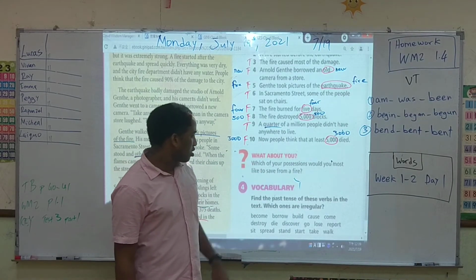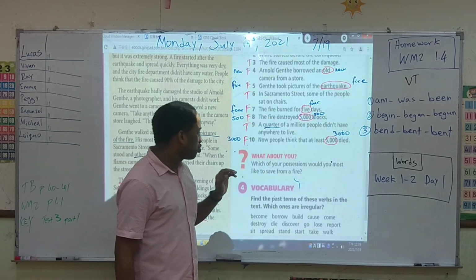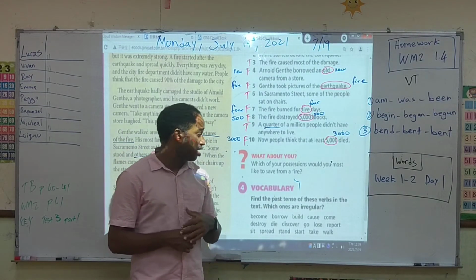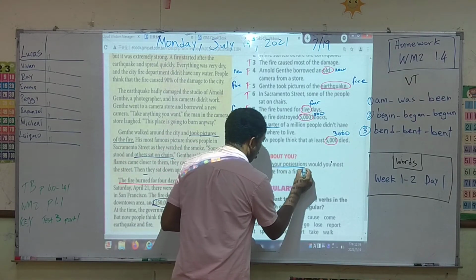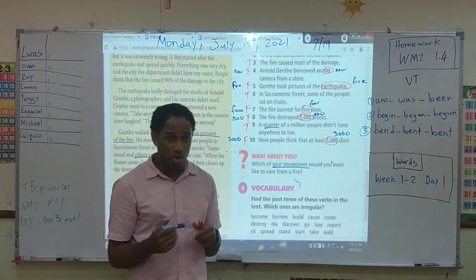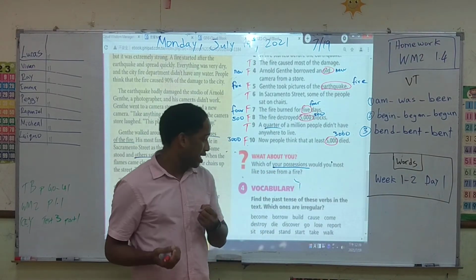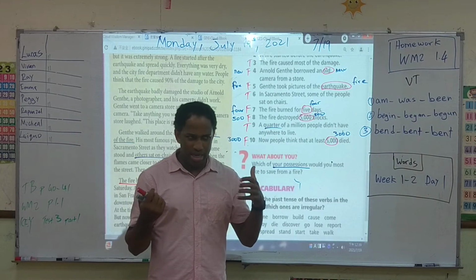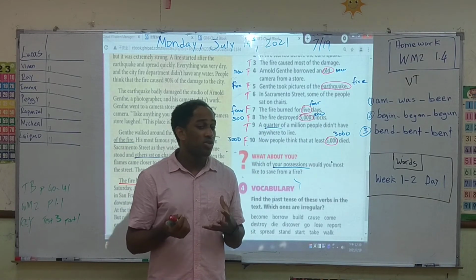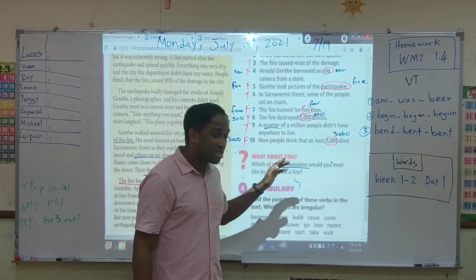Good. Which of your possession would you most like to save from a fire? Now this is a good question. Which of your possession? Okay, possession are things that you own. Which of your possession would you most likely to save from a fire? So if there is a fire, like something you're burning, what is the thing that you want to save the most? Your possession that you want to save from the fire.